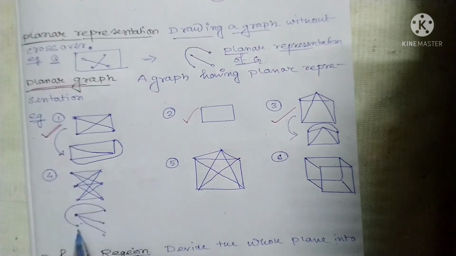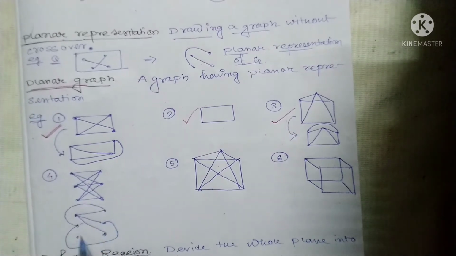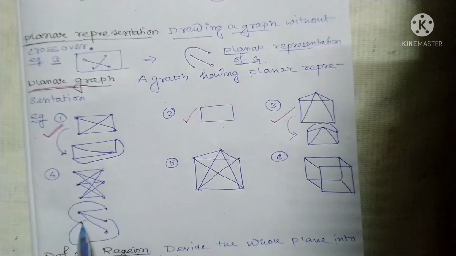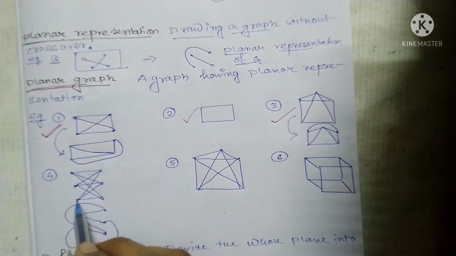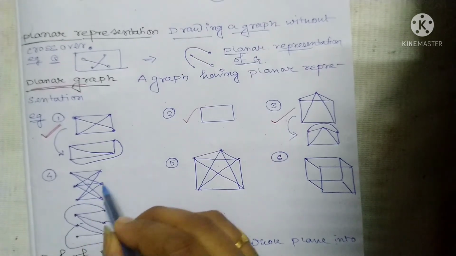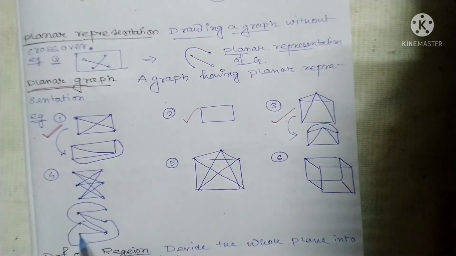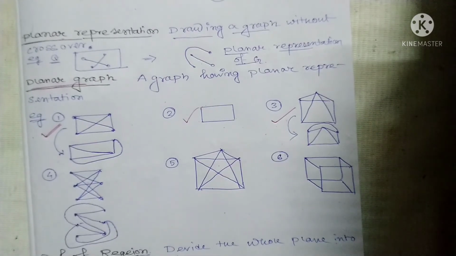For this edge we can draw this edge like this. Okay, and for this edge we can draw like this only. Okay, there is no problem. Now for this edge we can draw like this. Now for this edge, let's try to draw it, but we can draw it like this only. Okay, there will be no crossover.